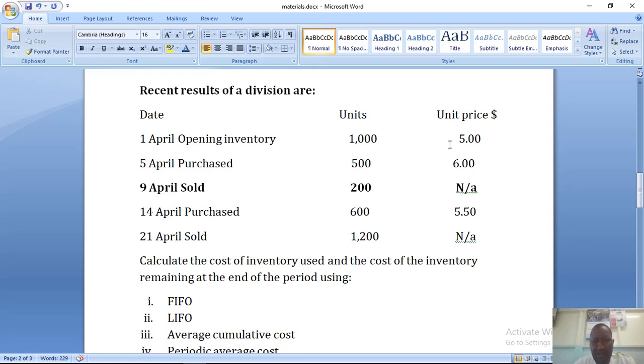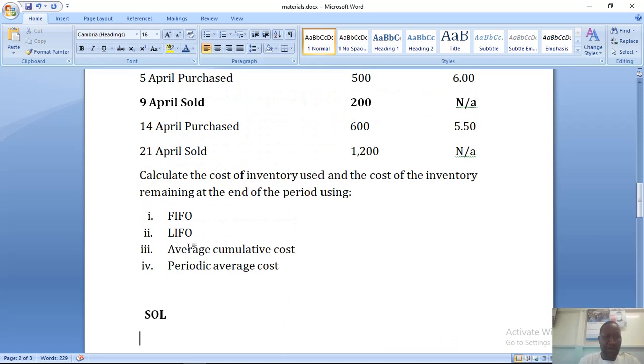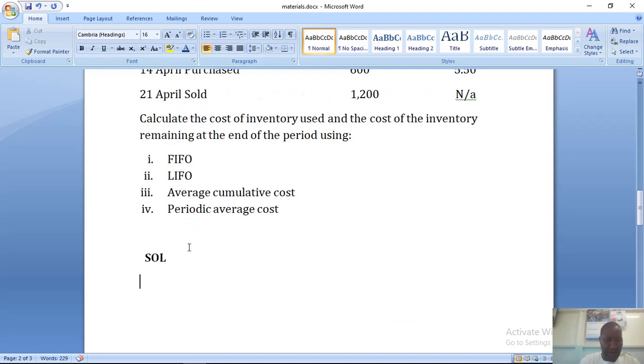So let's say $5, and we have 1,000 units in inventory, the earliest inventory that we received. So 200 will be issued from that, and the price is $5,000. So we'll say issue on the 9th of April. So 9th April, we have an issue or sold.